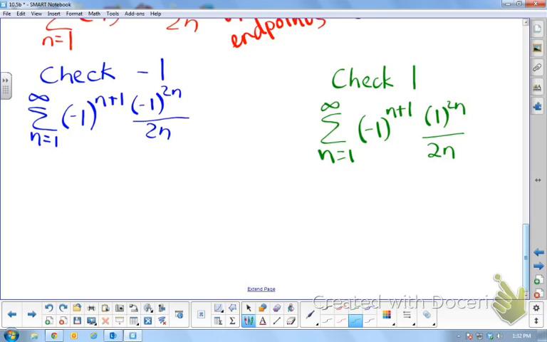So looking at 1 to the 2n, what do we know about 1 raised to anything? It's still 1. So really this one, I can kind of simplify it.